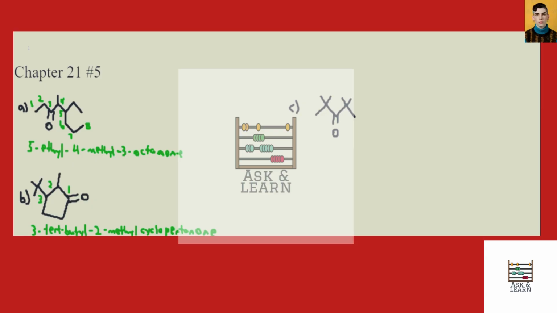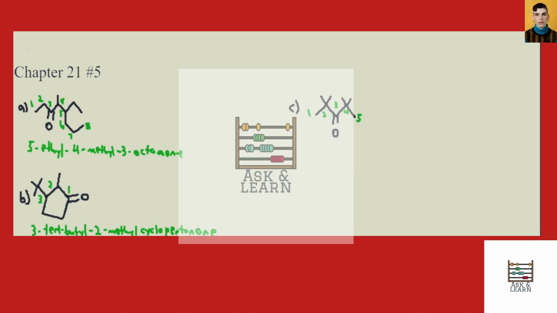Okay, and then for C, we're back to an open chain ketone. C was given to us in lettering notation, so I would always just rewrite that in skeletal notation because it's so much easier to see and to work with. And since this molecule is symmetric through the ketone, we can start numbering at either side. It doesn't matter. Either way that we do it, the ketone is going to be at carbon 3.